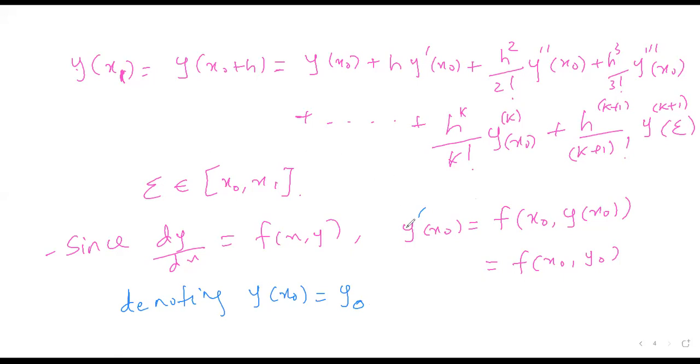Why am I choosing y dash? Because see, what is dy over dx? dy over dx is y dash. So it means this is f of x comma y. If you put y dash of x naught, it should be f of x naught comma y of x naught. So that's what it means, so it should be y dash. Denoting y of x naught as y naught. Okay, let me continue.